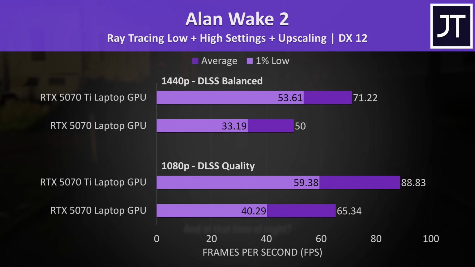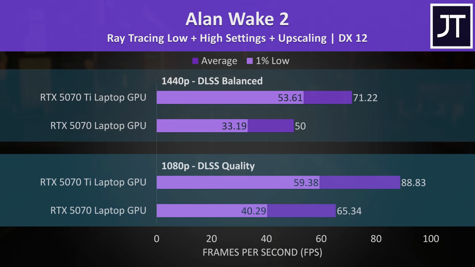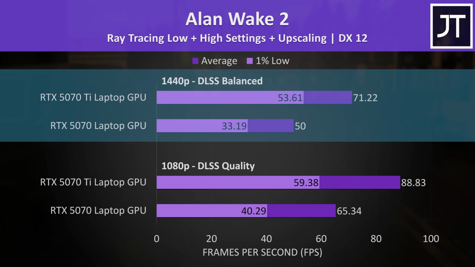The gap gets bigger with ray tracing and DLSS enabled, with the 5070 Ti reaching a 36% higher average FPS at 1080p and 42% higher at 1440p, where again, even the Ti's 1% low was higher than the 5070's average FPS. The 5070 is still usable in this one, it's just that the Ti is running significantly better.